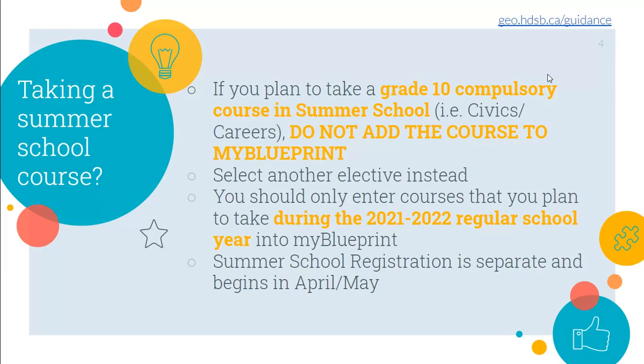But I need you to select another elective instead so we can secure you a spot in that elective course. And then it's going to be up to you to register for the summer school course. And again, as I say, that happens in about April or May. There'll be announcements and it will also be posted on the school website as well as the Georgetown District High School website. Summer school courses are offered through Gary Allen High School, and all that information will also be posted on the Gary Allen website, same time, April and May.